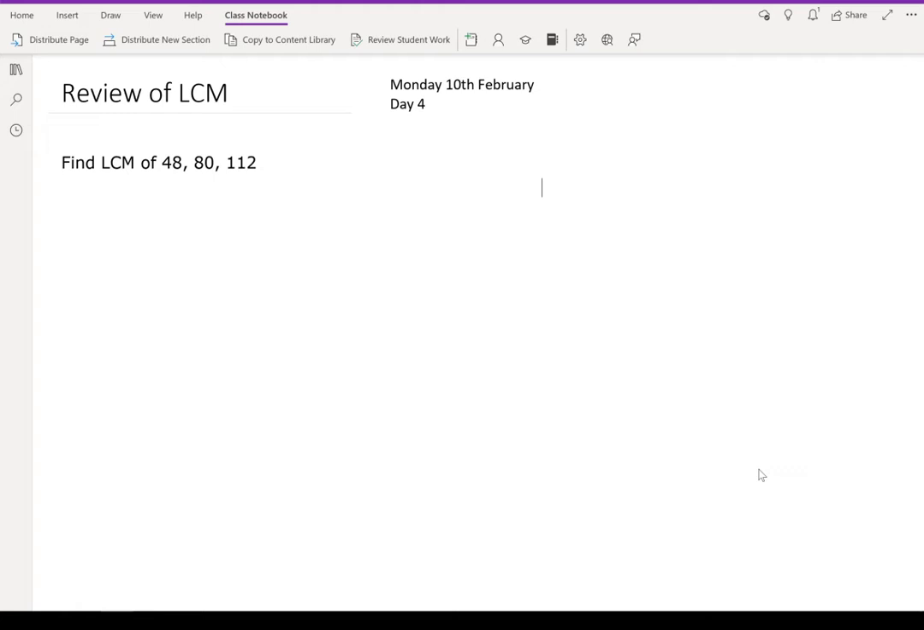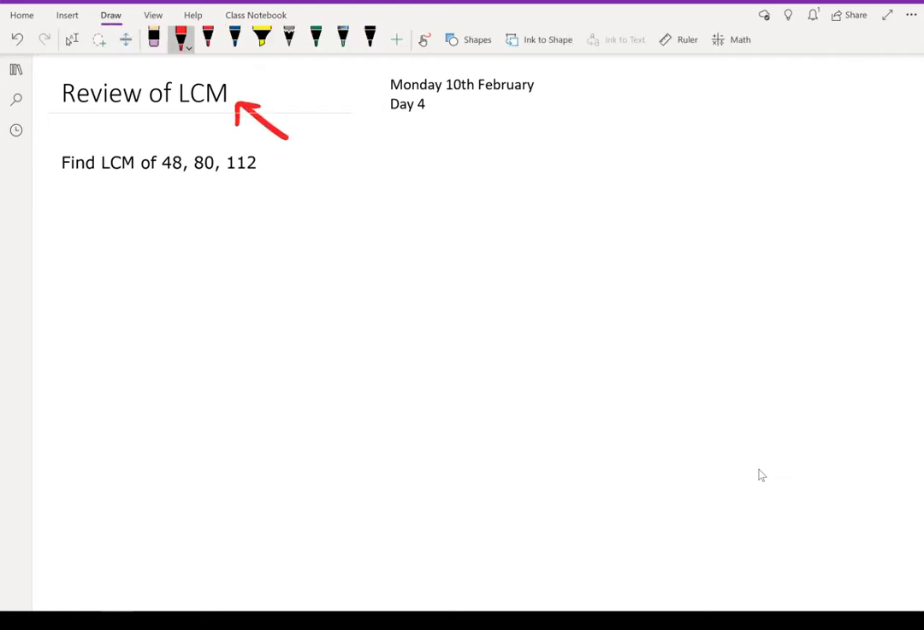Today we're not going to have a new lesson. Instead, I'm going to do a little bit of review of LCM again, especially of three numbers. The reason I'm doing this is because I noticed when I was looking through most of your homework, some of you didn't really know how to do the LCM of three numbers properly, and it probably is my fault for not explaining carefully or in enough detail how to find the LCM of three numbers.